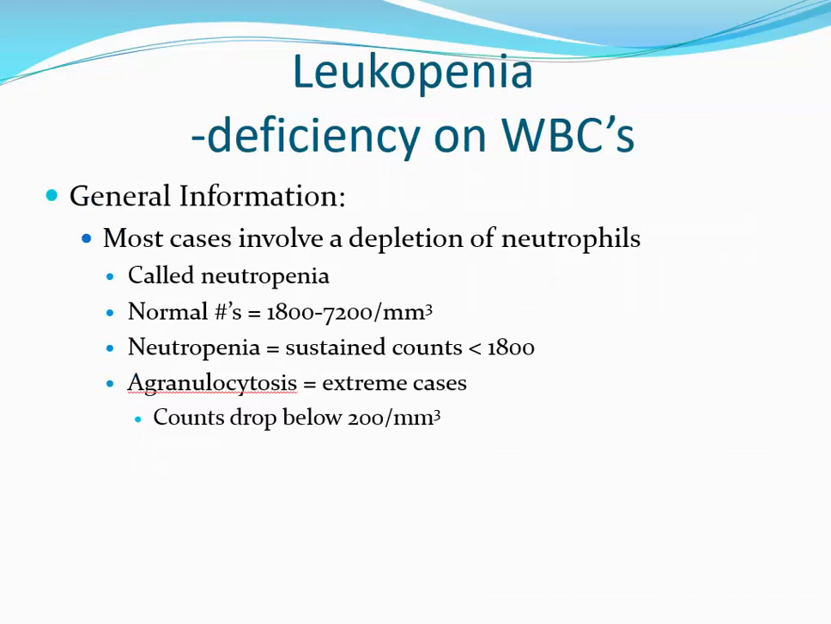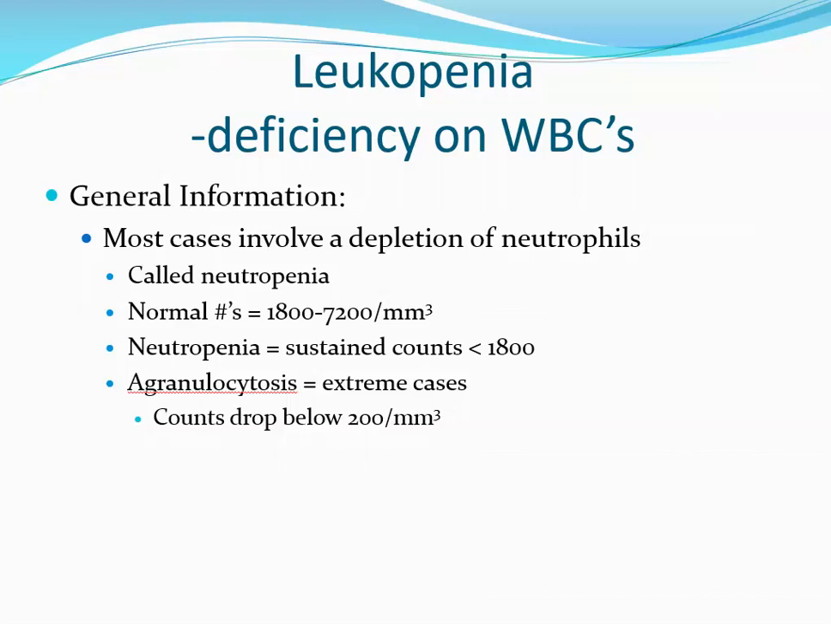Now we're going to look at some of the other formed elements, specifically the white blood cells. Look at leukopenia. This is a deficiency in white blood cells. Most cases of leukopenia involve a depletion of the neutrophils. This is known as neutropenia. The neutrophils are the type of white blood cell that is present in the greatest numbers.